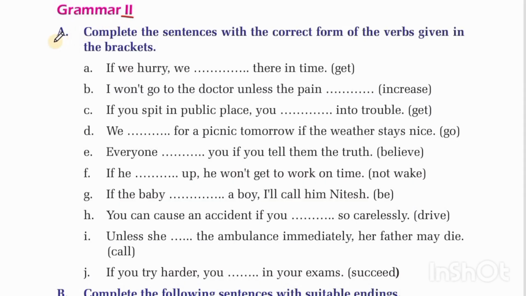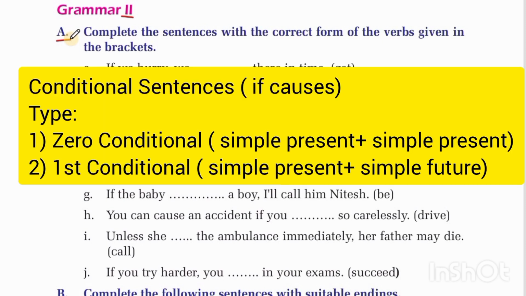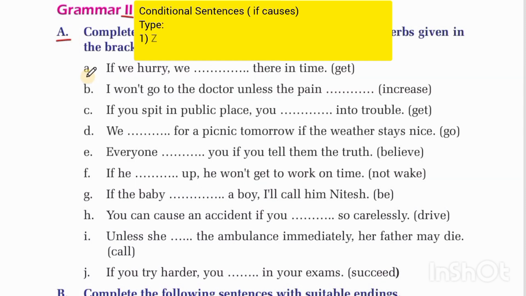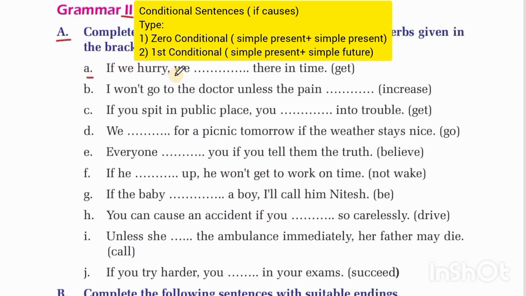Grammar 2. Task A. Complete the sentences with the correct form of the verbs given in the brackets. Do you remember the previous lesson where we learned about conditional sentences or if clauses? We learned about two types of conditional sentences there. 1. Zero conditional: simple present plus simple present. 2. First conditional: simple present plus simple future. So now let's do this. A. If we hurry, we will get there in time.